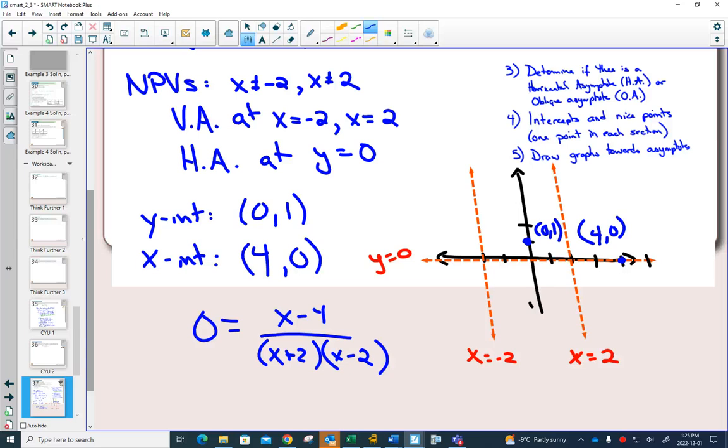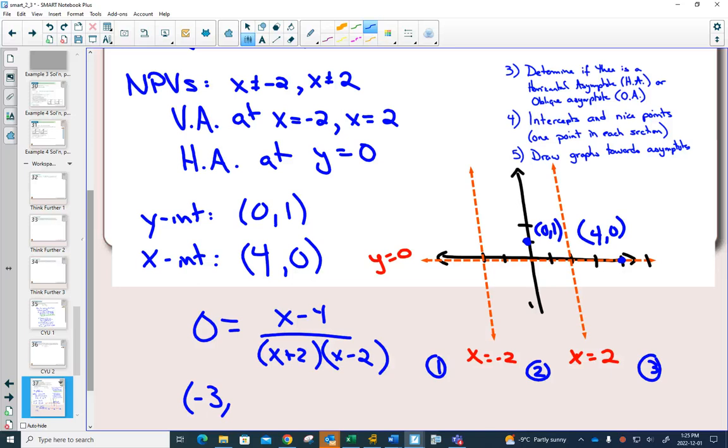Do we need other points? Yes. In fact, this time, again, other nice points. You need 1 point in each section at least. We have no points in this section. The vertical asymptotes separate our graph into 3 sections. So I'm going to need to plug in negative 3 to get a point in section 1.